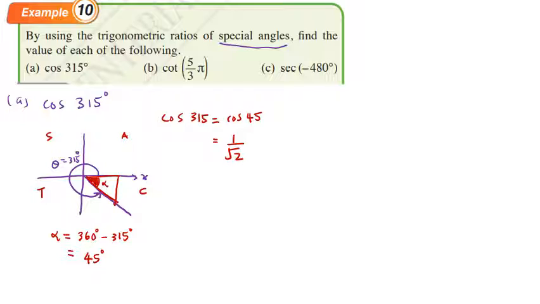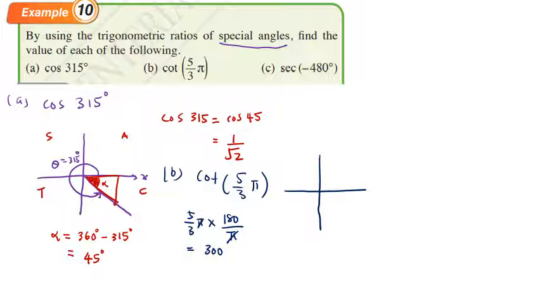Okay, we continue with example B, question B. Cot 5 over 3 pi. First we need to change this 5 over 3 pi, times 180 over pi. Then you will get 300. So we find cot first. Where is 300? Between 270 and 360, so it is here.